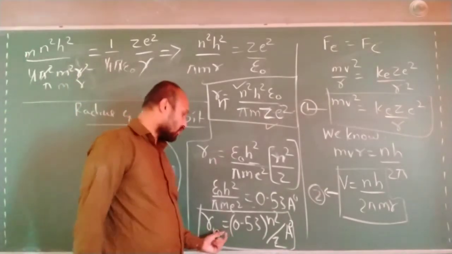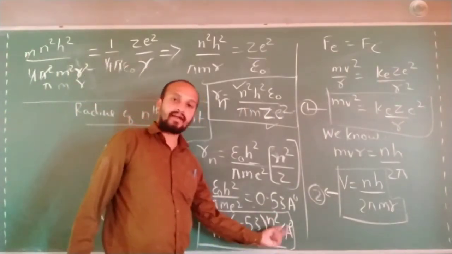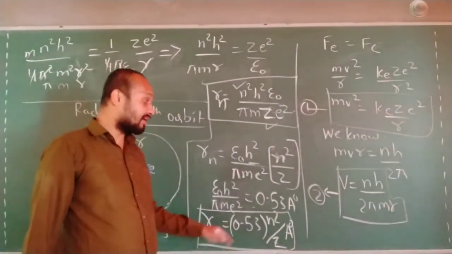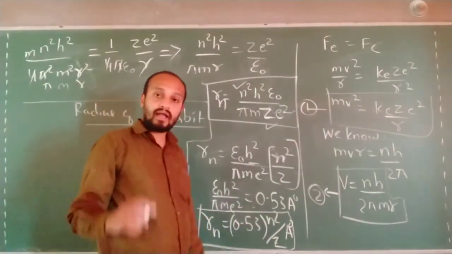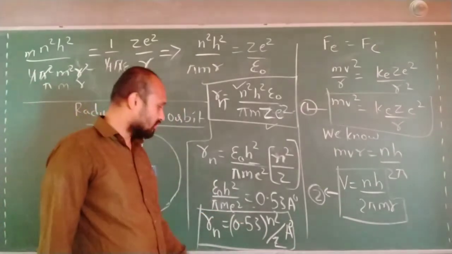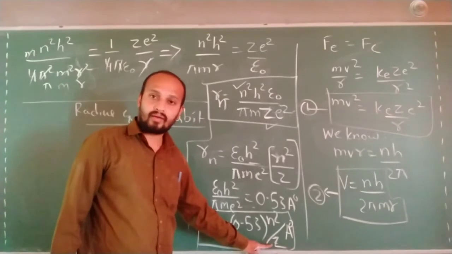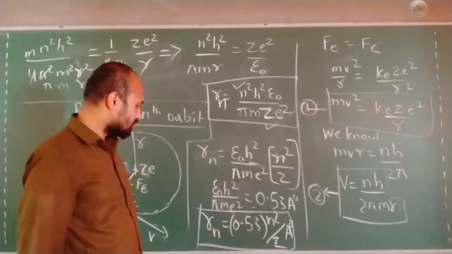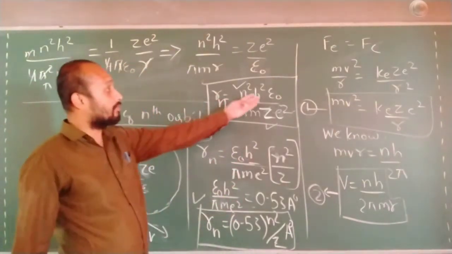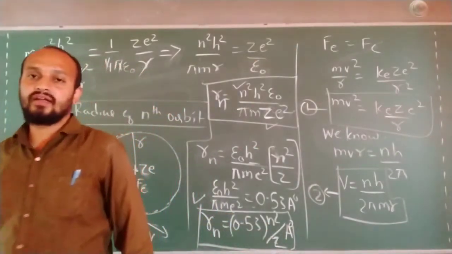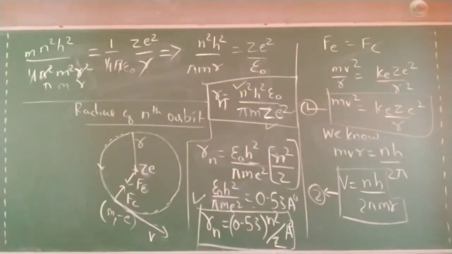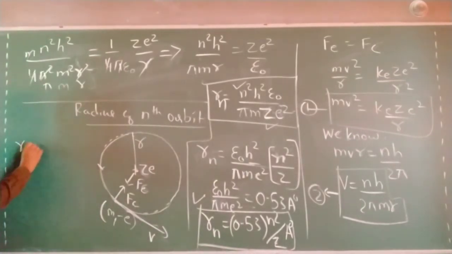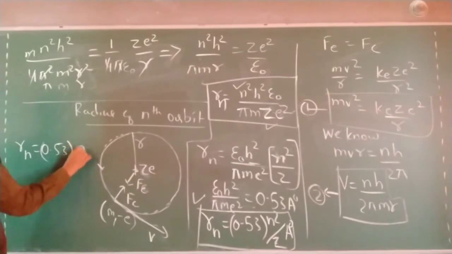So what is the radius of the nth orbit? 0.53 n square divided by z, in terms of angstrom, because this value is in angstrom. If I use this formula and take some numericals, you will understand the importance of this. For hydrogen atom, z will become 1. For other atoms, put the value of z. This is very important, you have to remember. Rather than remembering the long formula, remember this: 0.53 into n square divided by z. The answer you get will be in terms of angstrom. So the radius of the nth orbit is 0.53 into n square by z.